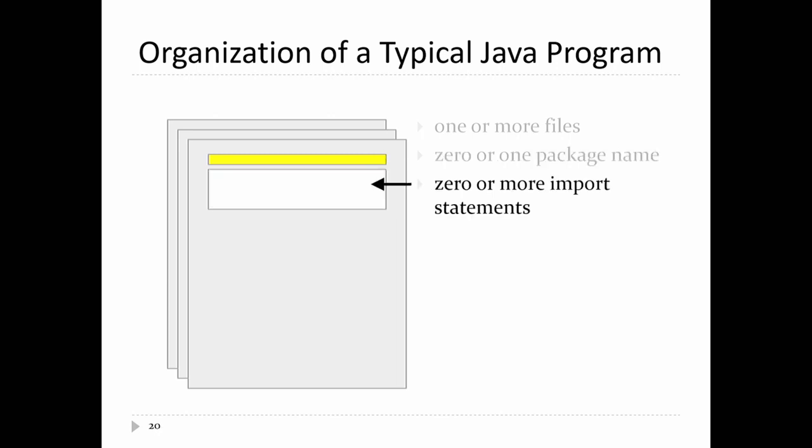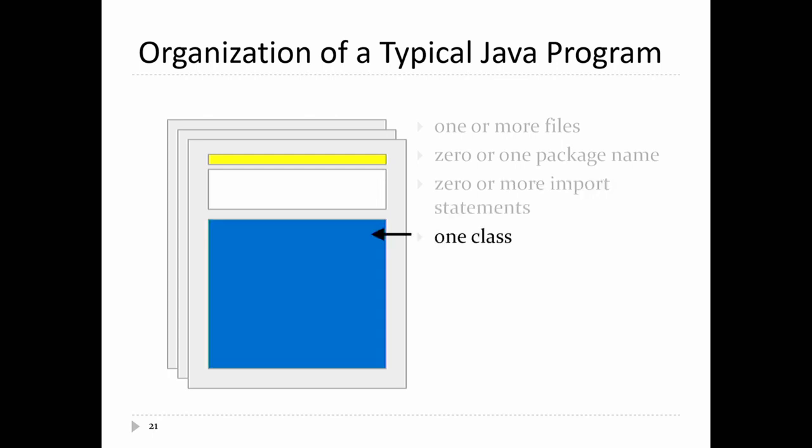And then if you're using classes from other packages, you have to import those classes. So there will typically be 0 or more import statements. And then typically there's one class. Now you are allowed to have more than one per file. But typically you only put what's called one top-level class per file. A top-level class in Java is just a class that's not defined inside of another class.